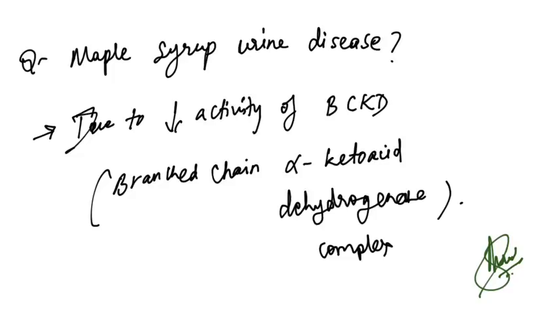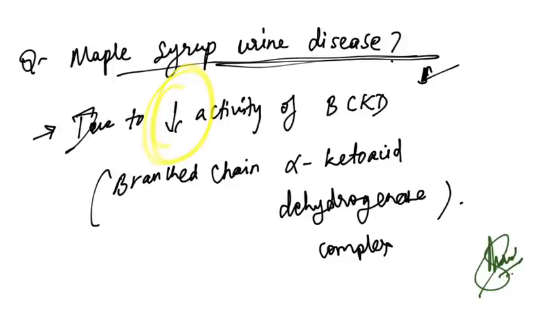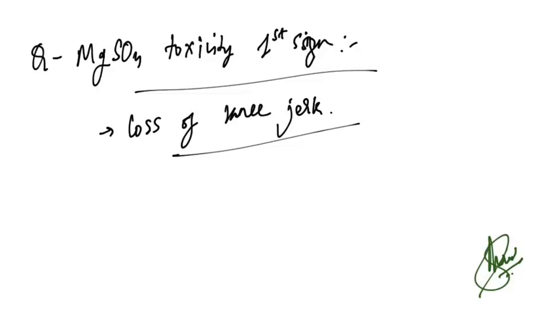Now, maple syrup urine disease. This is again very much repeatedly asked, and it is due to decreased activity of BCKD, the branched chain alpha keto acid dehydrogenase complex. So this is the answer.